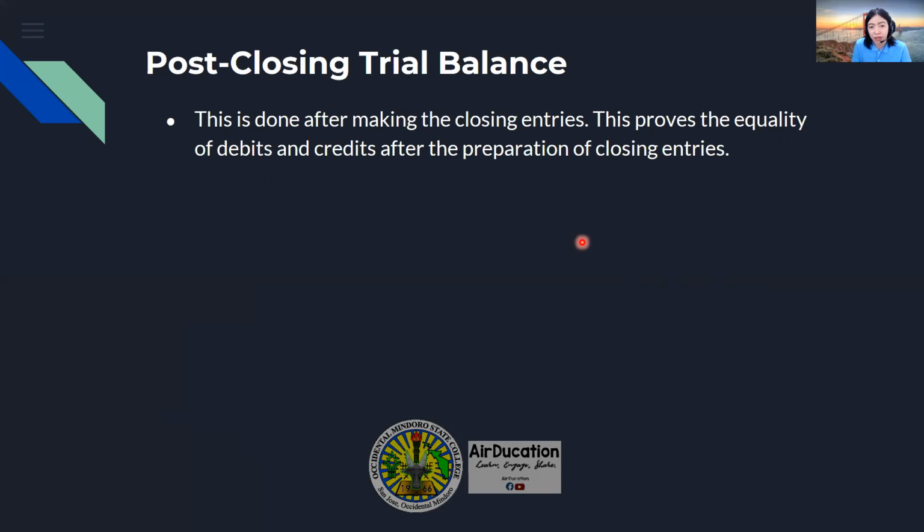preparing your financial report and communicate it with your external users, we do post-closing trial balance. Pero mas konti na siya. Mas konti na siya compare doon sa adjusted at yung normal trial balance natin. Bakit po? Kasi nag-close na tayo ng mga accounts, 'di ba? So since nag-close na tayo ng mga accounts, ano yung nagbago doon? Kaya nga siya post-closing. After nung naging transactions, ano yung nagbago? Okay?